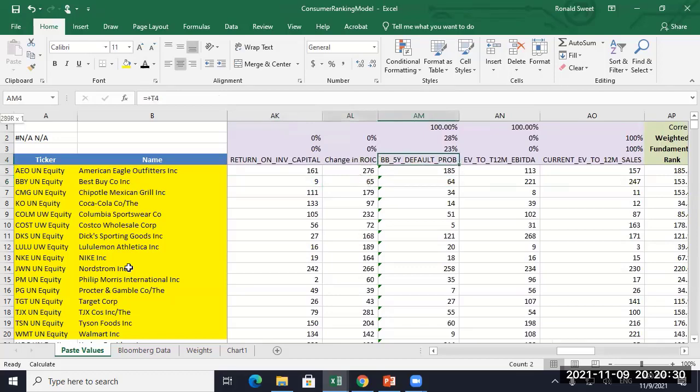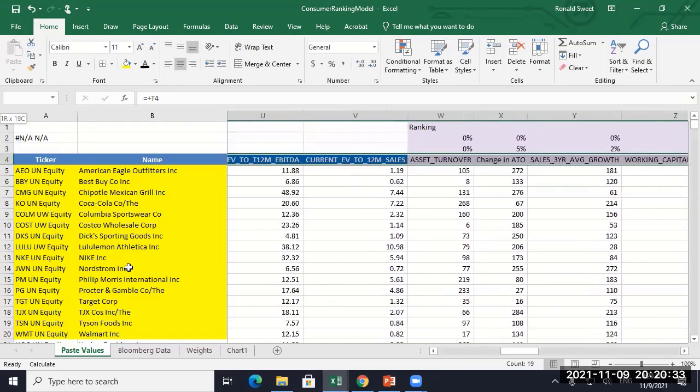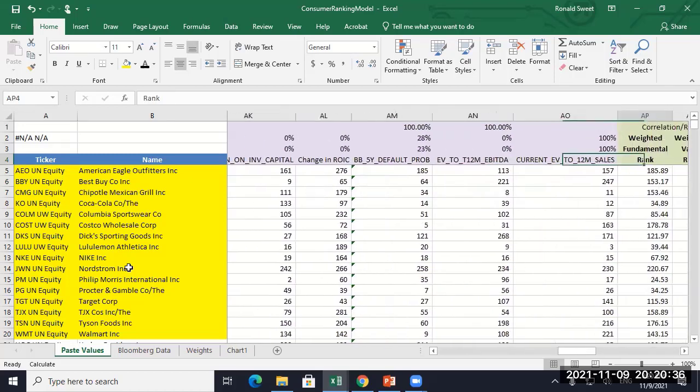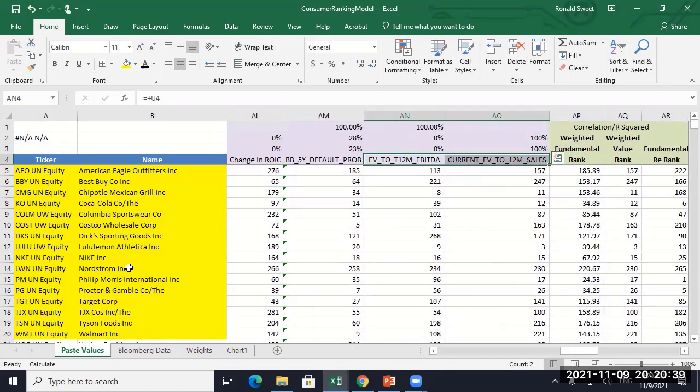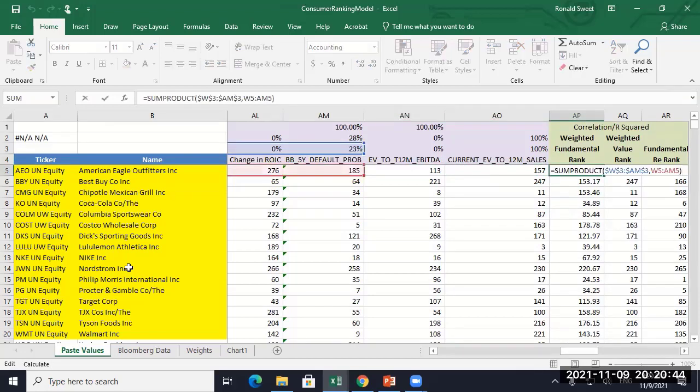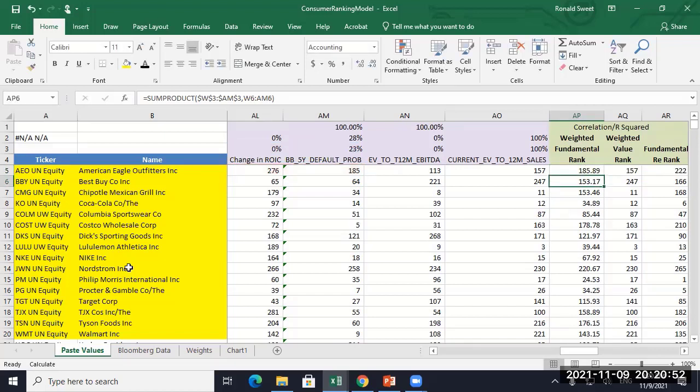So we're going to see if we can take all of these factors, and we've got a bunch of them here, 17 of them, and try to predict their EV to EBITDA or EV to sales. So what I do is I just take all of those factors and weight them by some weight. Best Buy's average weighted ranking is 153.17. Now, is that good or bad? You really can't tell. The one right before it is Chipotle, but for very different reasons. They're all over the place, right?